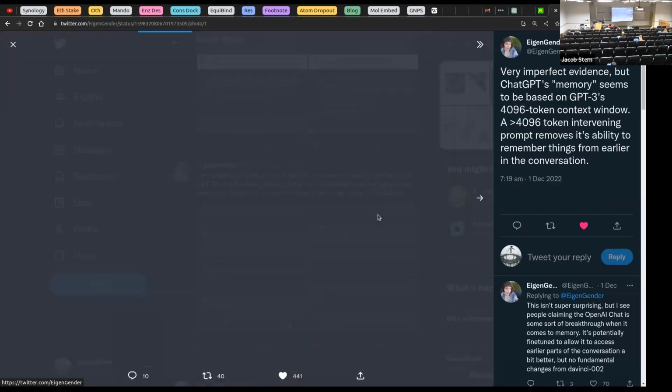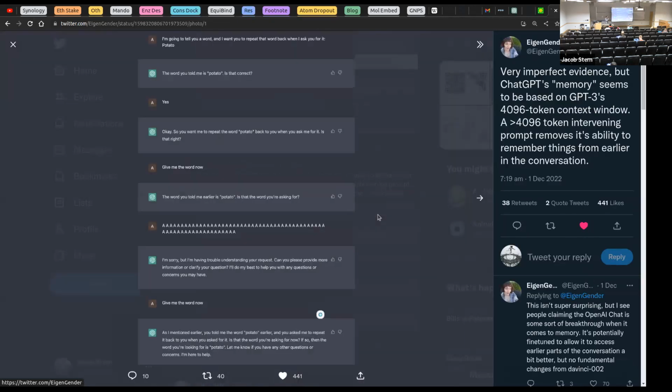So here's, again, some kind of testing the limits of the model. So they start by saying, I'm going to tell you a word, and I want you to repeat that word back when I ask you for it. Potato. The word you told me is potato. Is that correct? Yes. Okay, so you want me to repeat the word potato back to you when you ask me for it. Is that right? Give me the word now. The word you told me earlier is potato. Is that the word you're looking for?